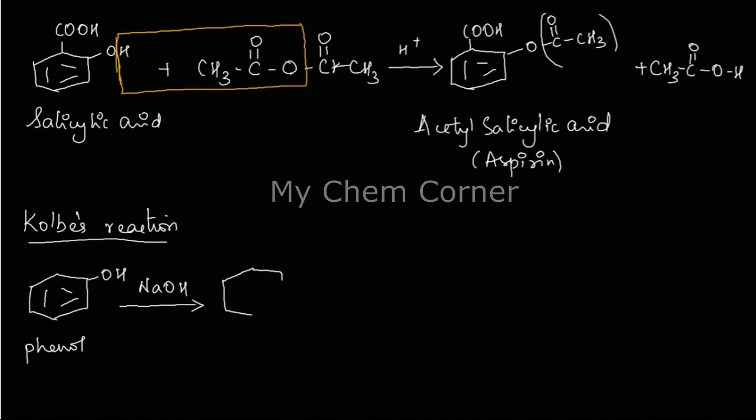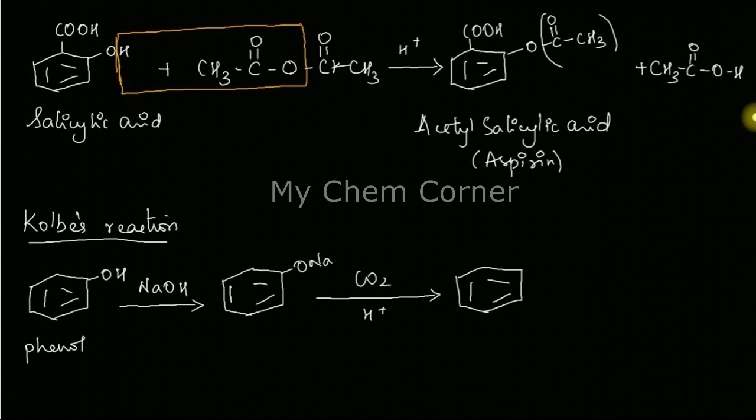Alright, when it abstracts a proton, what will you get? O and Na, because OH minus picks up the proton, goes out as a water molecule. So this becomes sodium phenate. Now, this will be treated with carbon monoxide in an acidic medium to form OH and COOH. How am I getting this?